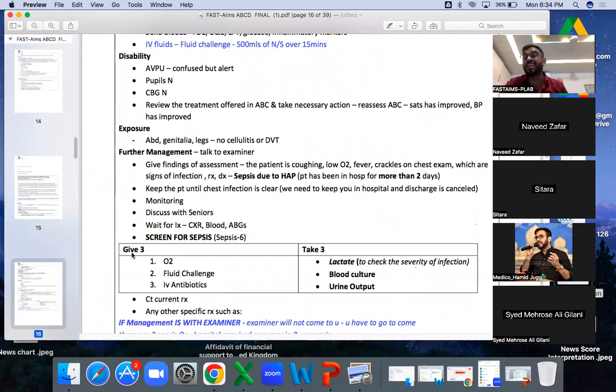What is give three and what is take three? Lactate level, blood culture and urine output. You will monitor the urine output. You will send the blood culture along with the lactate level. I'm sorry, I have not mentioned that. The blood culture will be sent at that point as well. Before starting the circulation, you will take the sample and send everything: inflammatory markers along with lactate level and blood culture. And you will monitor urine output because it is quite important.